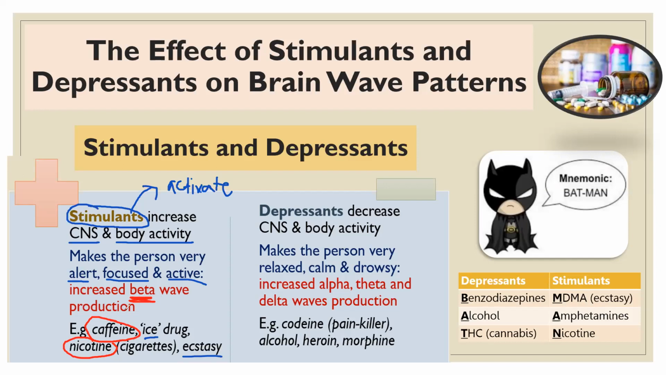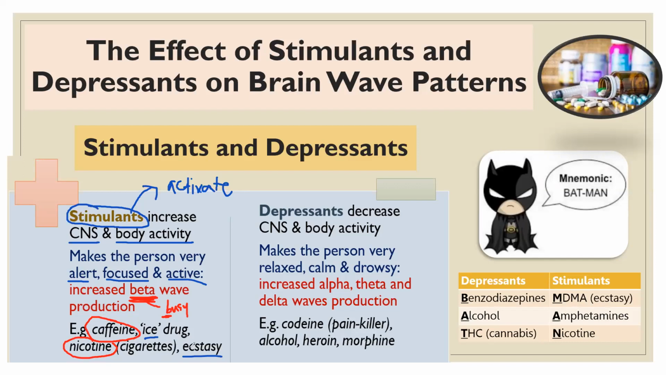When a person takes a stimulant drug like nicotine or caffeine, their brain becomes very active through increased production of beta waves. Remember, B for beta, B for busy. Your brain becomes busy, active, alert, ready to do more work, which is why a lot of us consume caffeine. We have a coffee before a SAC, or we have a coffee if we're ready to do a big study session or something like that.